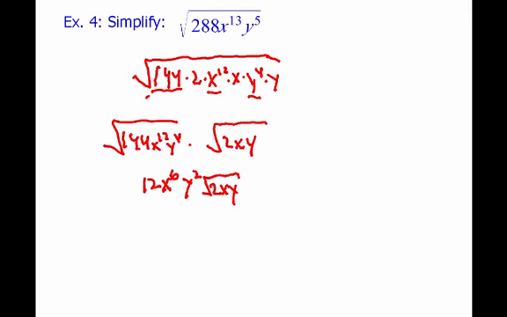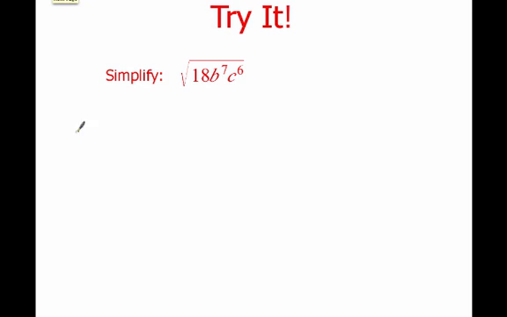So all I did, separate each one of these numbers into a perfect square factor and a non-perfect square factor. Perfect square factor, non-perfect square. Perfect square, non-perfect square. Sorted them into two separate radicals. Here are my perfect squares. Here are the non-perfect squares. And I simplified my perfect squares and left the other ones alone. So your try-it problem for tonight is simply to simplify the square root of 18b to the 7th c to the 6th.